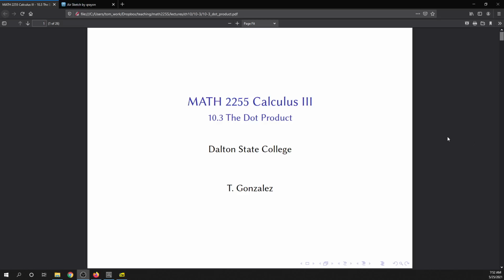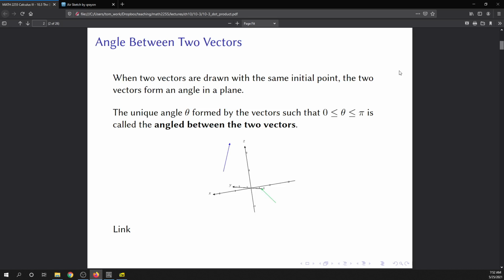All right, in this video we are going to talk about the dot product. First, before we need to do that, we need to talk about the angle between two vectors.